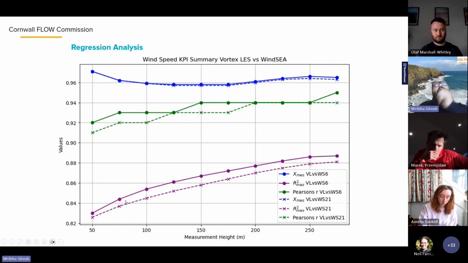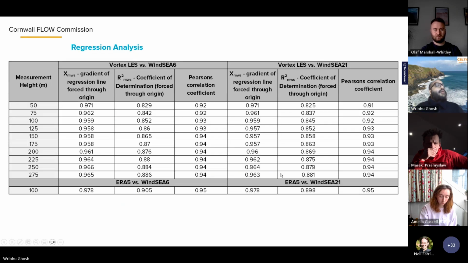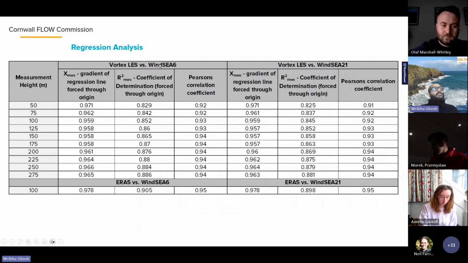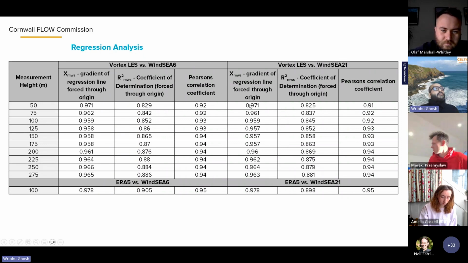This is the R square. The Vortex LES data in its own validation reports suggested around 0.84. Our regression R square goes all the way up to 0.88, which is quite satisfactory. Now this is for all heights. This is the comparison for Vortex LES versus WinC6, and this is Vortex LES versus WinC21. These are the gradients for all the heights, these are the R square for all the heights, and these are the Pearson coefficients.